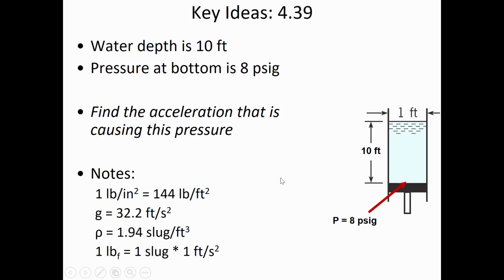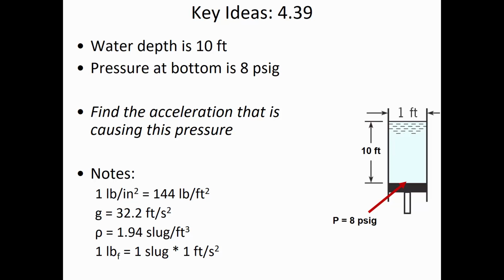So a couple of hints on how to solve this. First of all, remember that to convert from psi to psf, you multiply by 144, because 1 pound per square inch is 144 pounds per square foot. If you have 12 inches by 12 inches, and in each inch-square element we have a pound, then in 1 foot by 1 foot there are going to be 144 of the pounds.